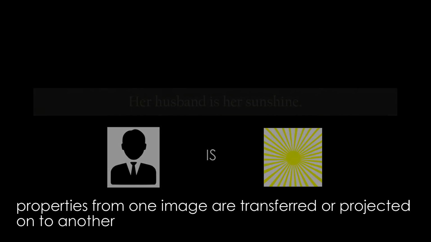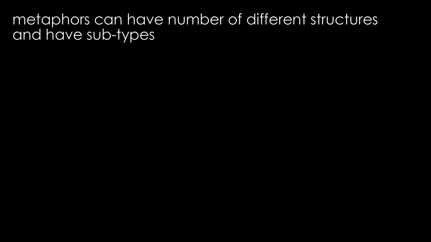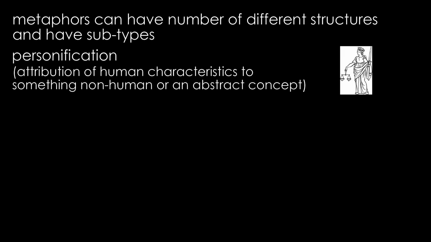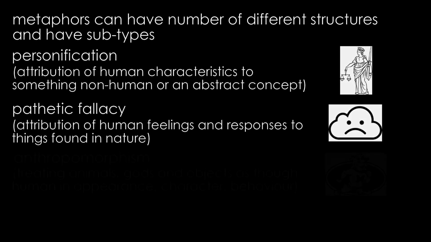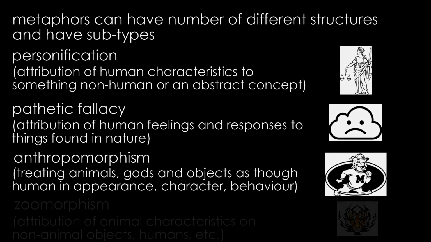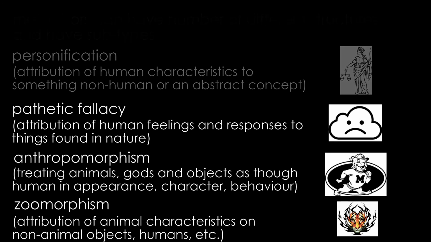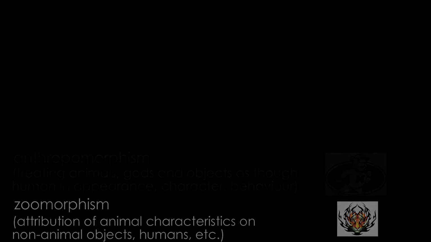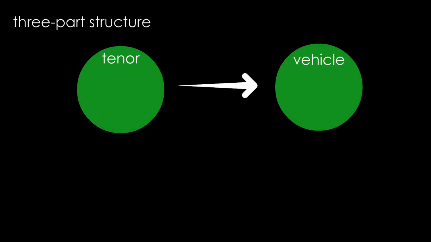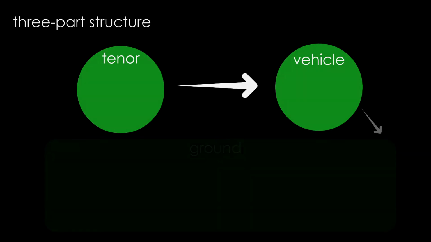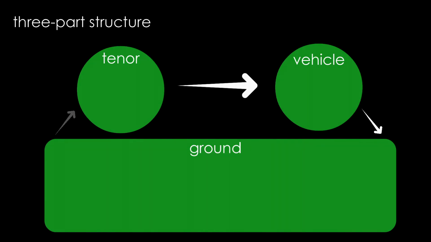Metaphors can be a bit harder to spot, as they can take on a number of different structures and have several subtypes. Personification, pathetic fallacy, anthropomorphism, and zoomorphism, to name only a few. Similes and metaphors have a three-part interrelated structure. The writer has something that they want to describe, the tenor. He or she chooses something, the vehicle, which has a number of features or attributes, the ground, that they wish to lend to the tenor.